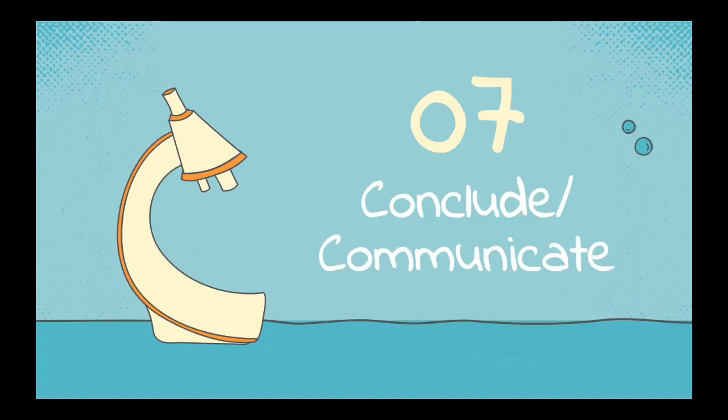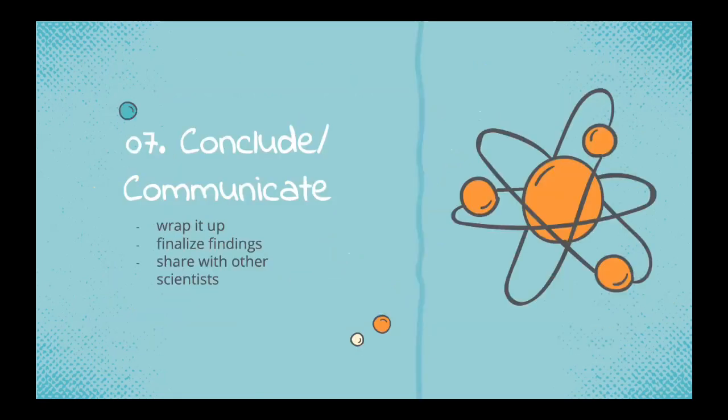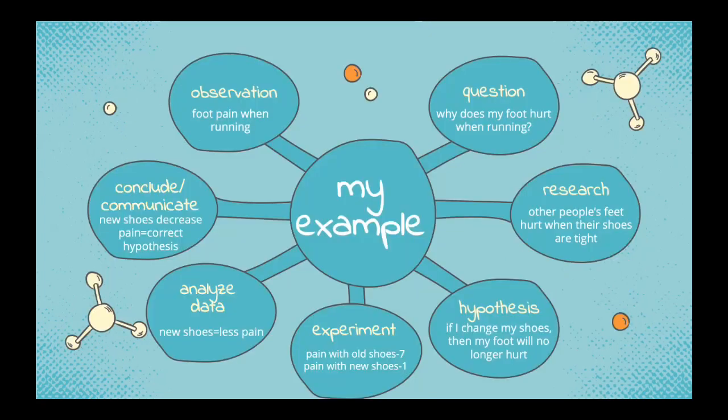The seventh and final step in the scientific method is to draw a conclusion and communicate findings. This is basically a wrap-up of the whole process. In this step, I finalize my findings. In my example, I would say that my hypothesis was supported. Because I changed my shoes, the pain in my feet stopped after running.